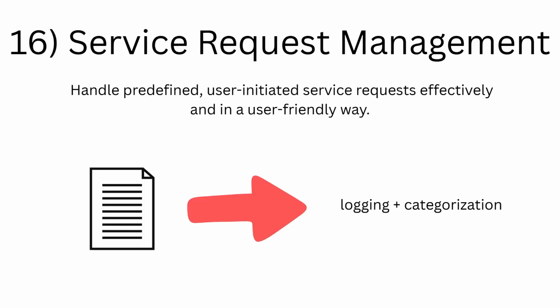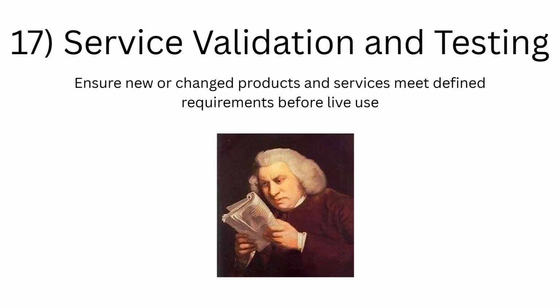Next is the service request management. You need to handle your requests properly. In order to handle them properly, every time you receive a service request, you have to log and categorize it to make sure it fits into the proper place of request. Finally, the last one for service management practices is the service validation and testing. You want to make sure that the changes or things you make to the product meet the requirements. So you have to test the model, test the release, basically.